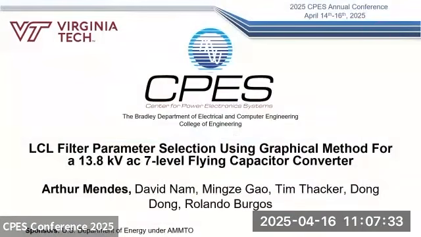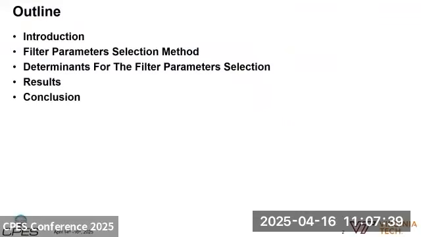Thanks for the kind introduction. Hello, everyone. It's a pleasure to be here with you today and to talk about filter parameter selection using a graphical method for a medium voltage 7-level flying capacitor converter. We start with the introduction, a little bit of the background, the motivation, and some recap of the operation of the converter. And then we go through the method for selecting the parameters. Then we discuss what the factors are that affect the parameter selection, some examples, and a comparison as well. And then we go to the results of the method.